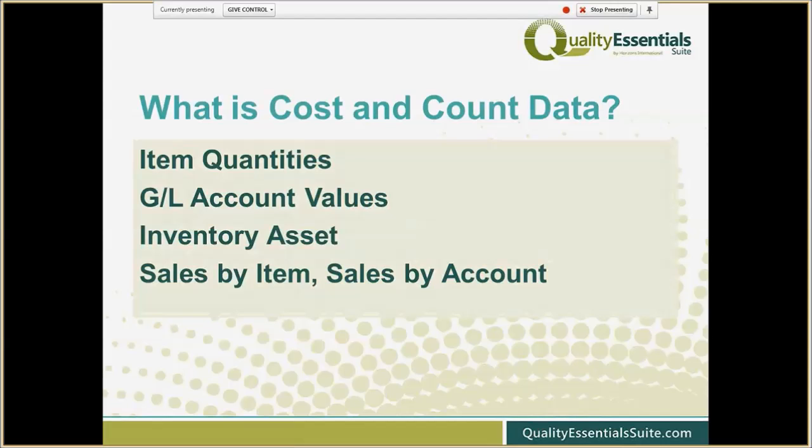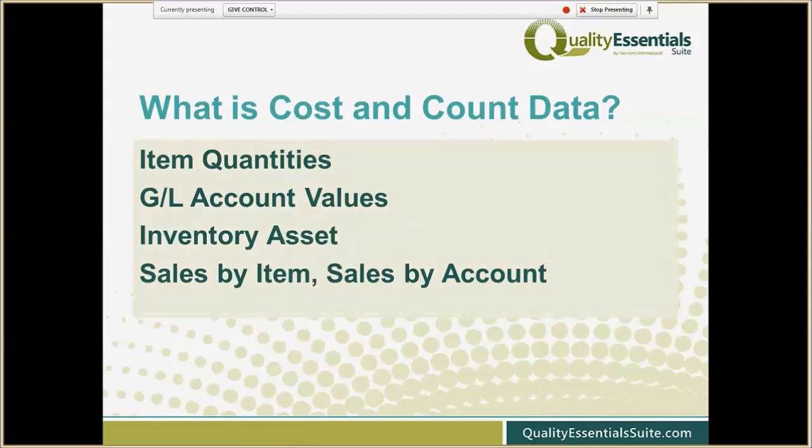So what do you think I mean when I say cost and count data? Well, some of those things are probably pretty obvious. We want to know what kind of quantities of items we have in inventory. If we're in the accounting department, we want to be able to look at the value on our GL accounts. What is the balance? When it comes to periodic reporting, a key asset we often want to report on is the inventory asset, which is a great example of cost. How much does each inventory item cost us? And count, because our asset is going to be a multiple of those two values.